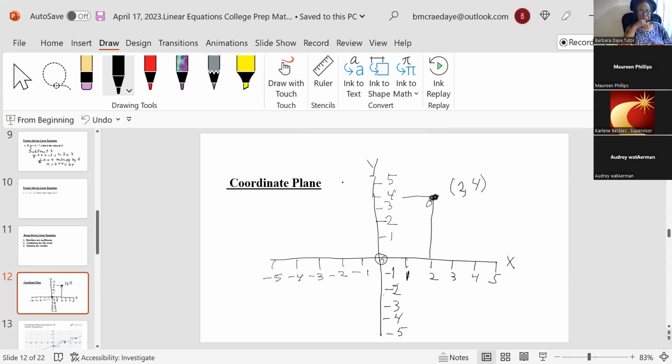Got it, Audrey? I didn't hear you, Miss Barbara. Okay, I said where we put the point on the coordinate plane, we go across to the y and come down to the x. The value of y is 4. That's right, and the x is 2. And you always put it in the format, it's never yx. It's always x and then y. Always, never the other way around.